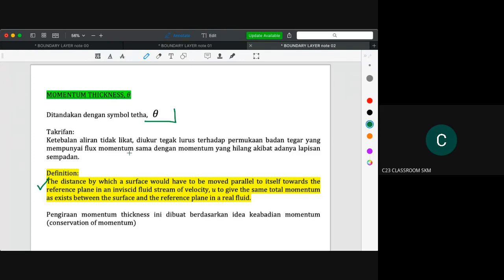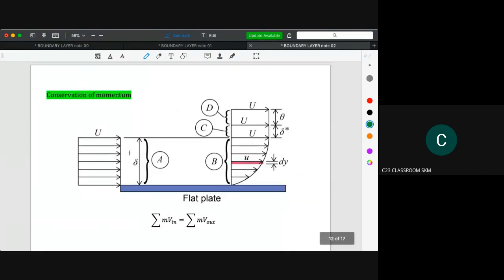So in simple words, again, we need to do a correction to our equation to make sure that the conservation of momentum will be fulfilled. First, conservation of mass, then we get the displacement thickness, then we do another correction to make sure that the conservation of momentum will be fulfilled, then we get the momentum thickness. So the idea is very simple. I could do this a little bit faster.